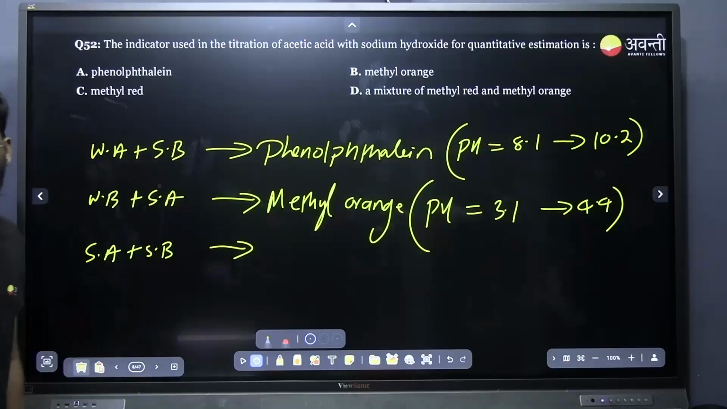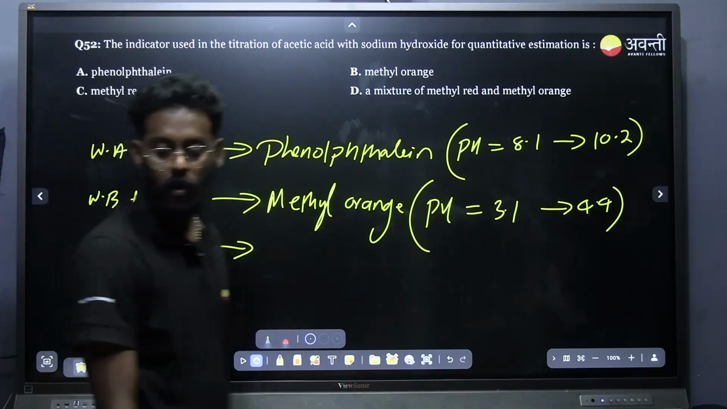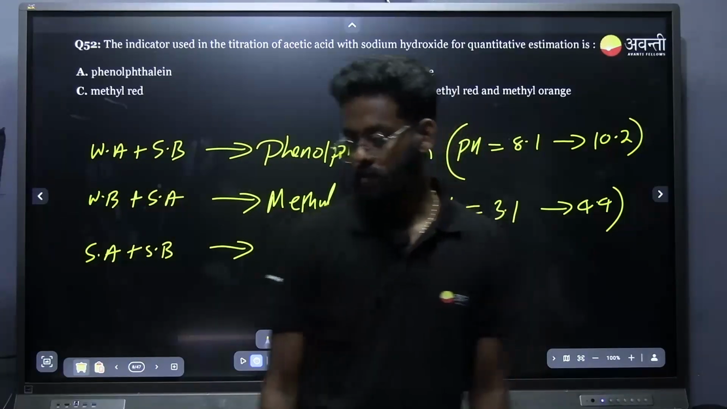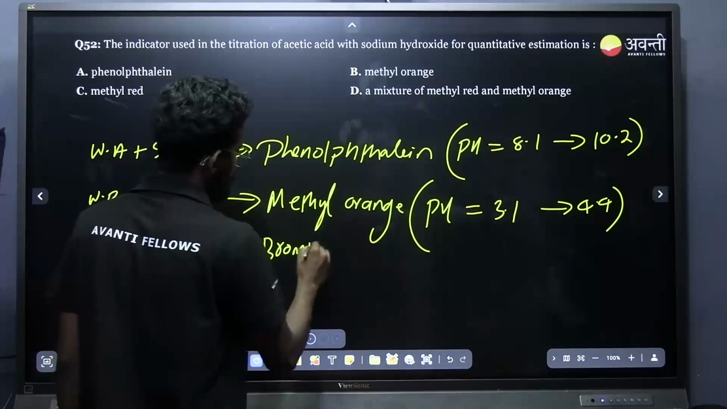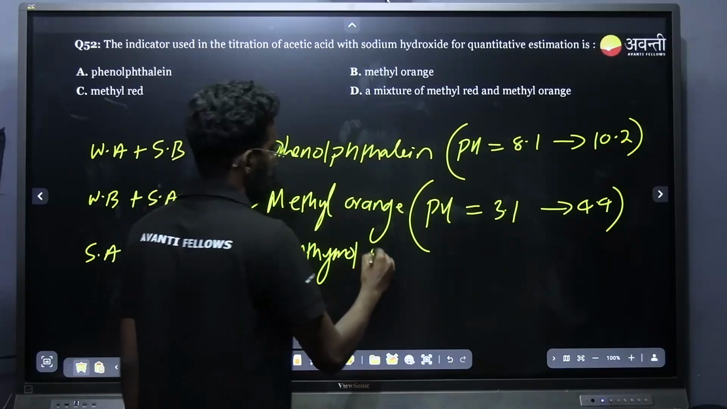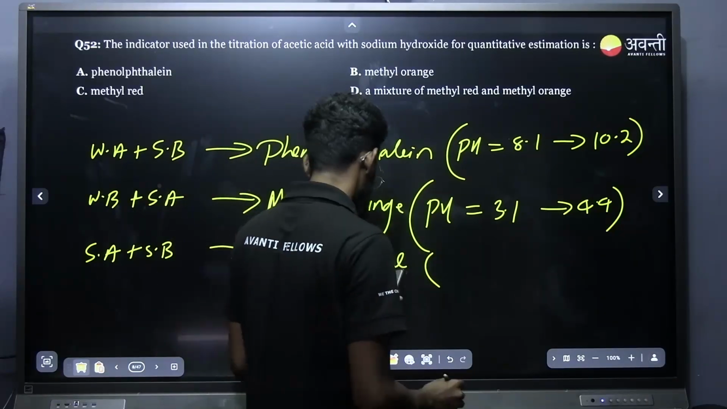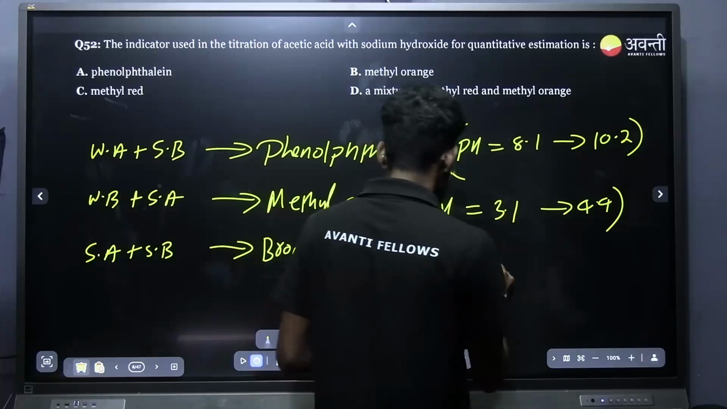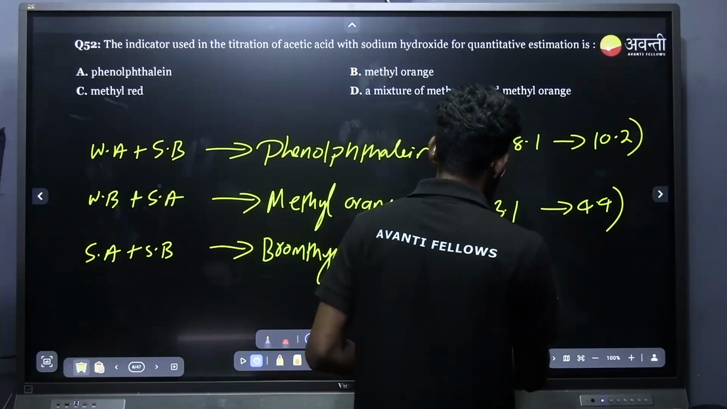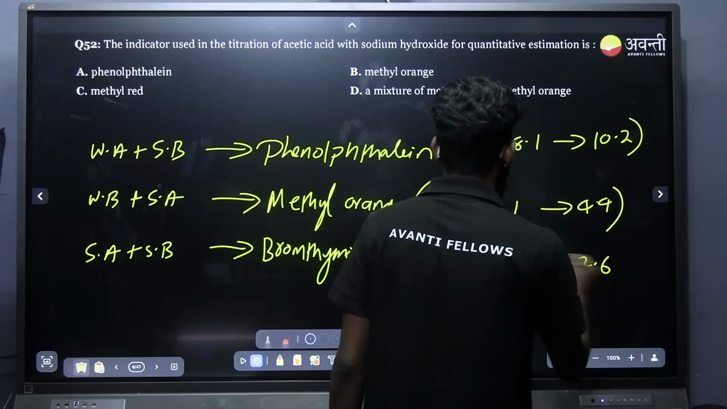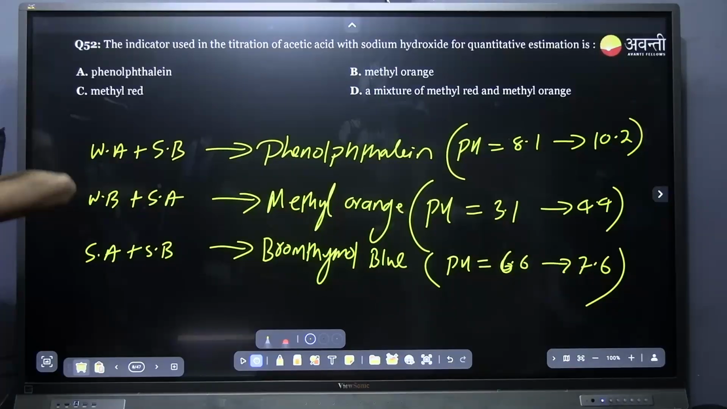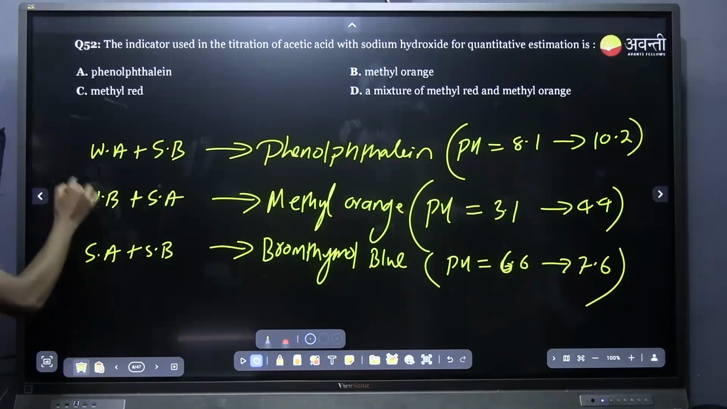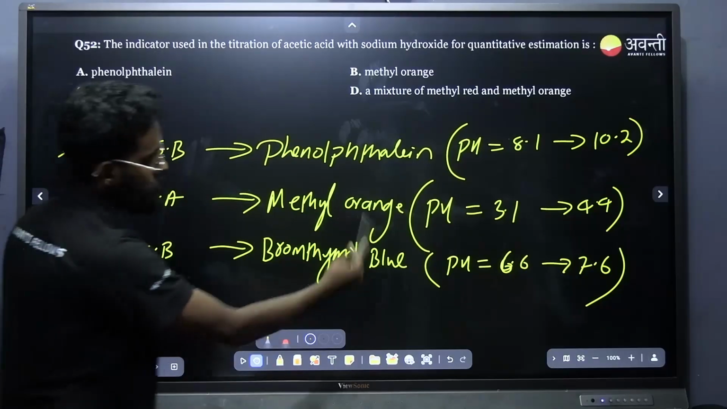Okay, now what about strong acid plus strong base? For strong acid plus strong base, what indicator will we be using? Anybody have any idea? Bromothymol blue. Bromothymol blue will be showing color change in the pH range of 6.6 to 7.6. Okay, so these are the other points that you have to note down along with the answer for this question. Question can ask from any of these things, and pH range also, just note it down.